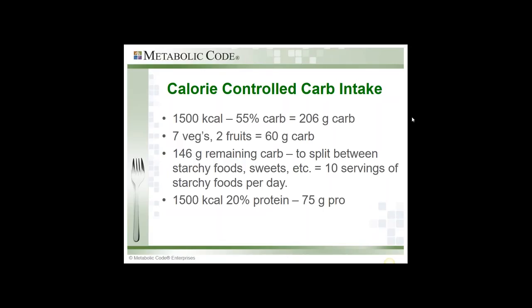So with that 146 grams remaining, if you split that between your starchy foods and those higher glycemic index and load foods like some sweets, but we're going to control the amount, that means they would have about 10 servings of that type of food per day. On the other hand, a carb-controlled diet will be much lower, and we'll see on the next slide. Also, when you do calorie-controlled at 55% carb, typically the protein intake is 20%, so that would mean about 75 grams of protein per day on this 1,500 calorie diet.